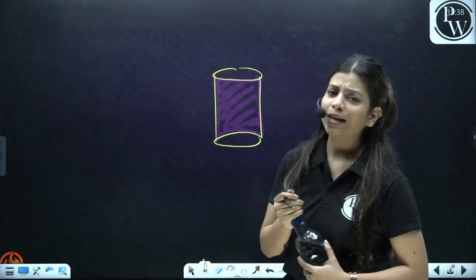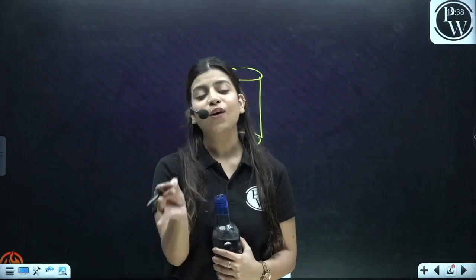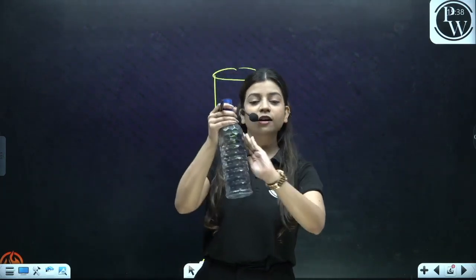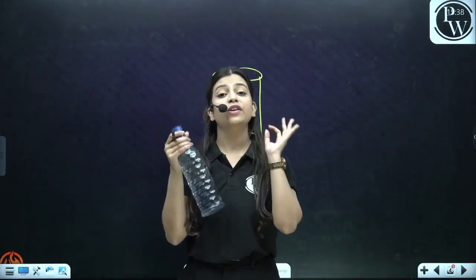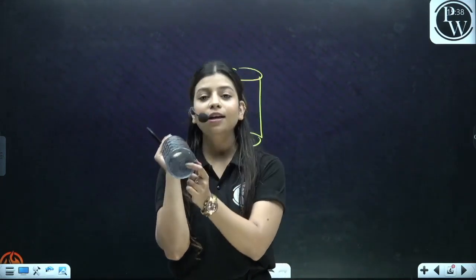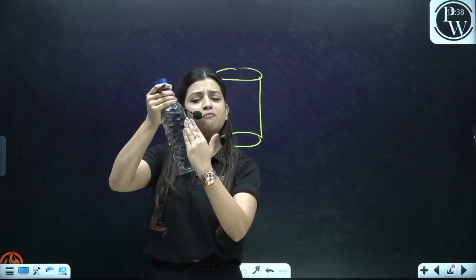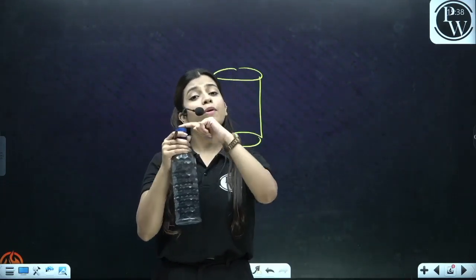Now the question comes, what is the total surface area? What is the difference between curved surface area and total surface area? So curved surface area is this part, students, and the total surface area has this also included. Because earlier when I was calculating curved surface area, I just calculated this curved part. Neither the bottom nor the top was included.